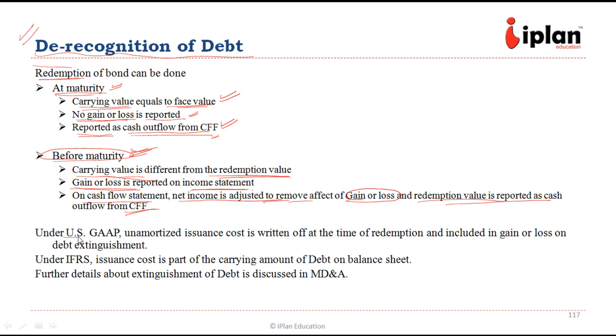Under US GAAP, the unamortized issuance cost is written off at the time of redemption, and it is included in the gain or loss on debt extinguishment. Whereas in the case of IFRS, the issuance cost is part of the carrying amount of debt on the balance sheet. So that becomes a part of the total amount of debt on the balance sheet. Further details about the extinguishment of debt are discussed in the management discussion and analysis component of the financial statement. Now let us move to the next slide.